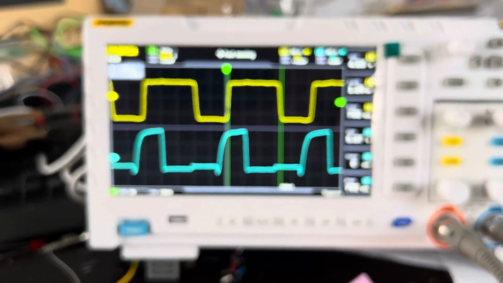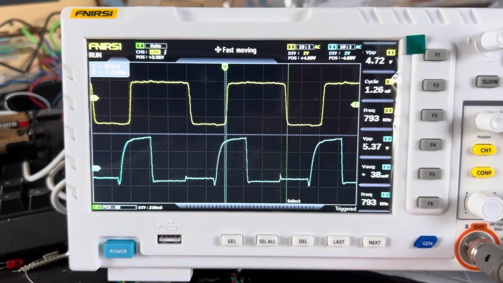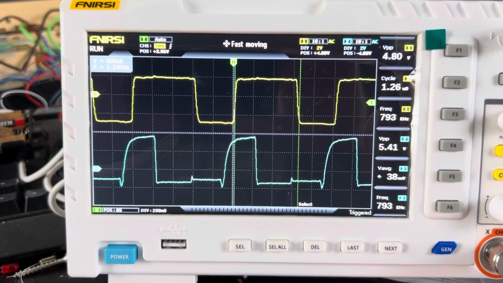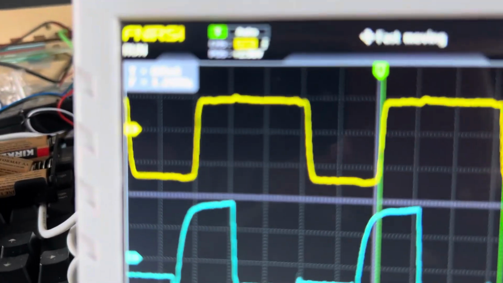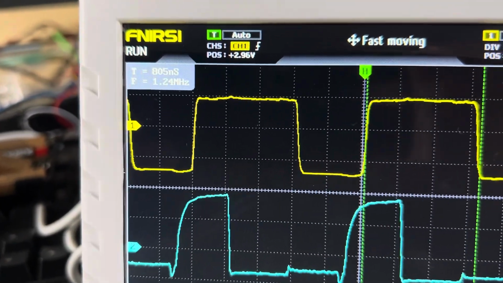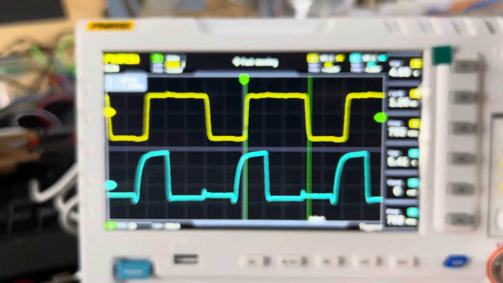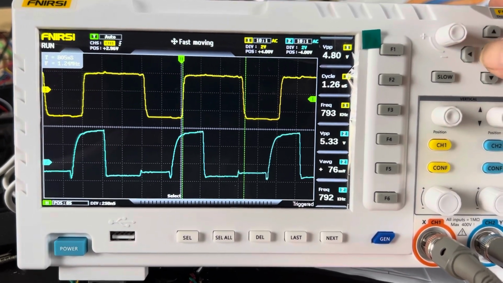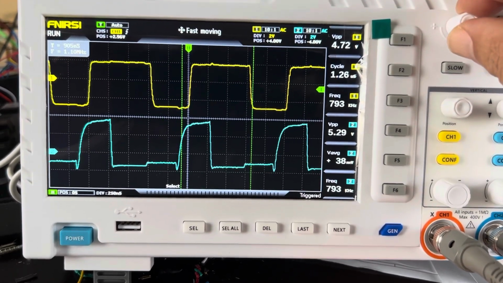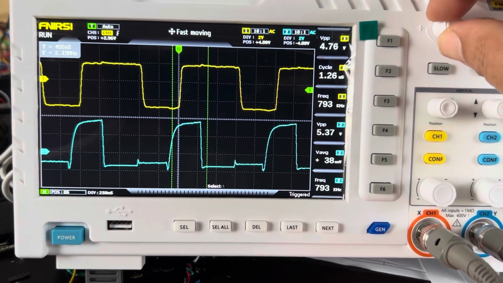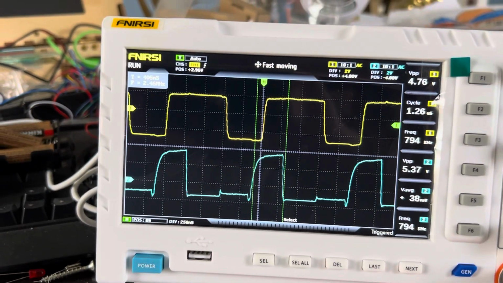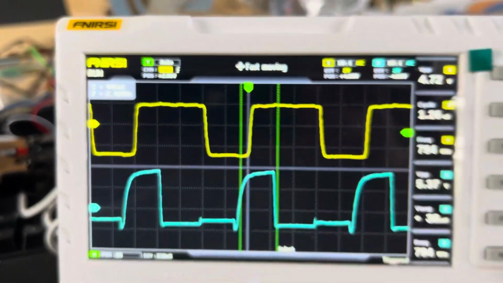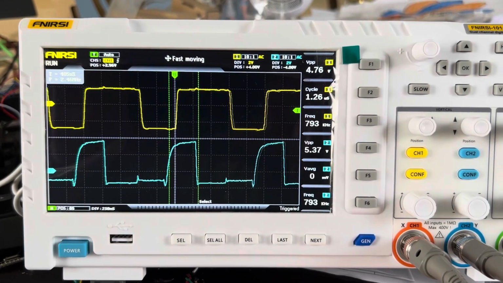Let's get this focused up. All right, so we have here the appropriate size signal, starting about the same time, and the high pulse measures 805 nanoseconds. If I was going to measure the low pulse here, let me adjust this. Let's see, right there, and this one right there. That measures 405 nanoseconds. And that is exactly what we want.